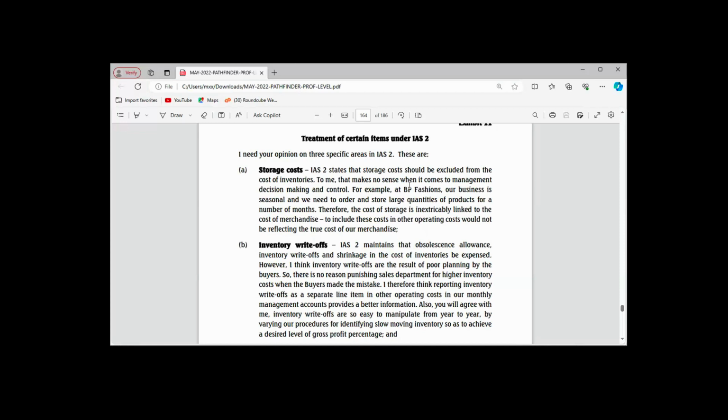Let me know your opinion. I'm throwing the question to the class now. IAS 2 is saying that storage costs should not be included as part of inventory. Storage costs should be excluded. But BP Fashions is saying their business is seasonal and they usually order and store large quantities for a long period of time. So they are considering treating storage costs as part of the cost of merchandise. That's the cost of inventory.